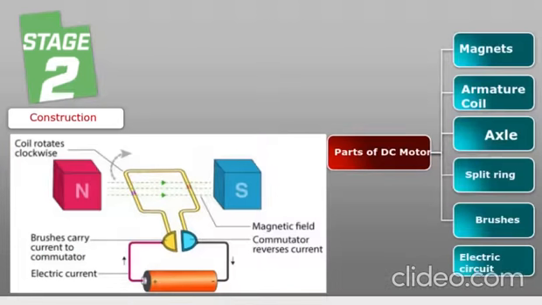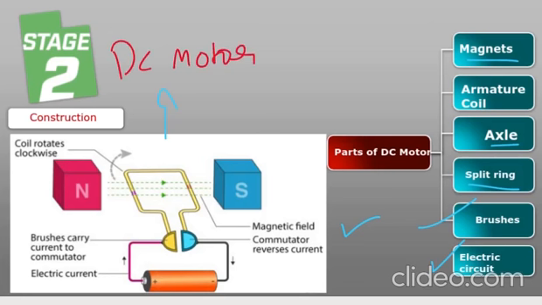What is the construction? First, there are magnets in it. There is an armature coil. Next, there is an axle, then a split ring, brushes, and an electric circuit. So this is the structure of the DC motor, and this is how the construction is done.